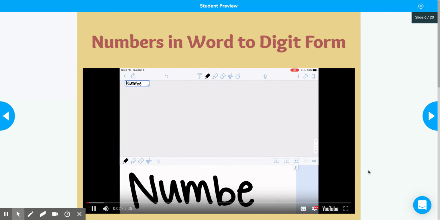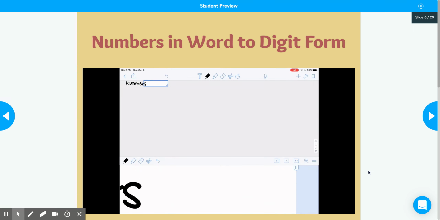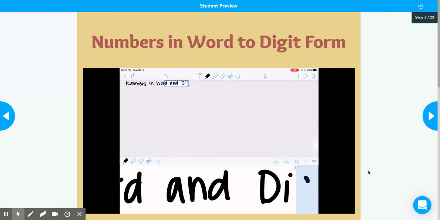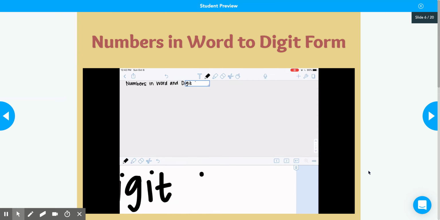Numbers in word and digit form. For the first part of this lesson, we will be talking about how to write numbers in both word and digit form all the way up to 10,000. Everyone should know how to do this with numbers up to 1,000, but I will make sure to do a little bit of review as well.